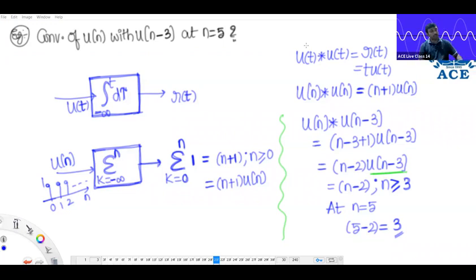Like t u(t), don't feel n u(n) here. That is wrong. Like t times u(t) there, here it is not n u(n). What is the change in the answer? n plus 1 times u(n). u(n) convolved with u(n) is n plus 1 times u(n).